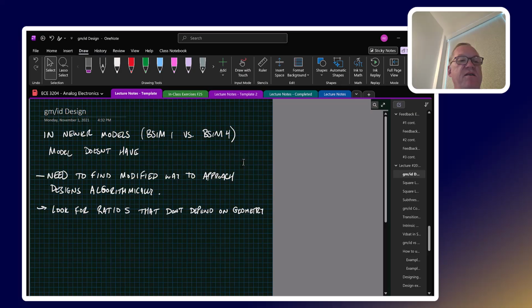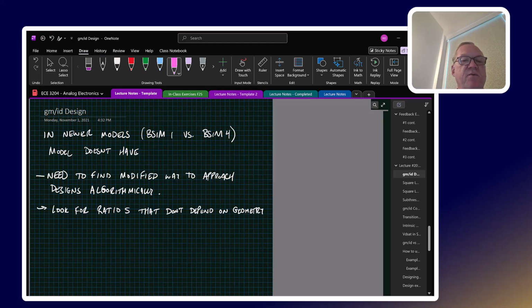So we need to find a way to design knowing that the transistor's performance doesn't behave as predictably as it did when we were in the square law regime, and that our model has grown in complexity to where we don't have simple relationships to equations that we can use to calculate the performance of the device. So for instance, the BSIM4 model doesn't necessarily have mu or lambda or a simple threshold voltage that you might find in the BSIM1 model.